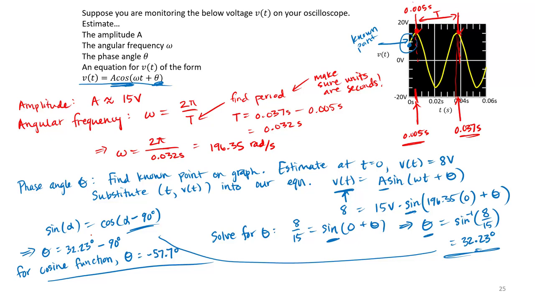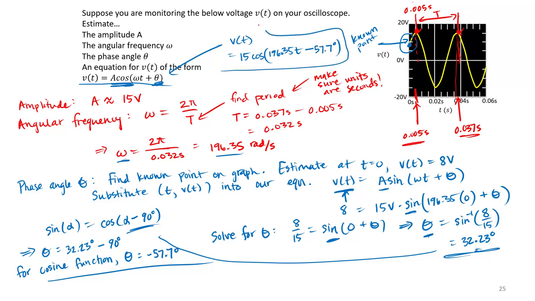All right, so we have found our theta value, our omega value, and our A value. So we can finally determine V of t will be equal to 15 volts times cosine of 196.35 t minus 57.7. And of course, our units here are volts.